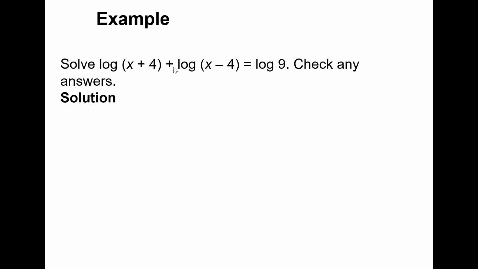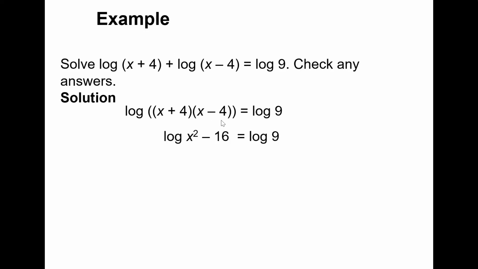All right, so here we have log of x plus 4 plus log of x minus 4 equals log of 9. If we remember our properties, with adding, we are going to change it to multiply. Now, can we multiply that together? Yeah, that's just going to be the difference of squares, so it's going to be x squared minus 16.